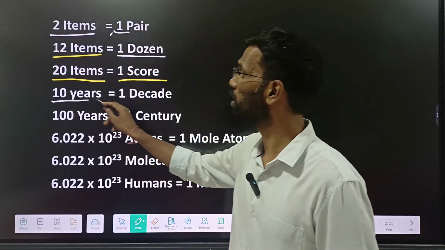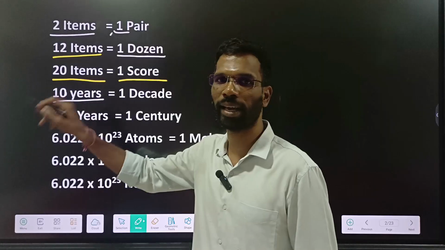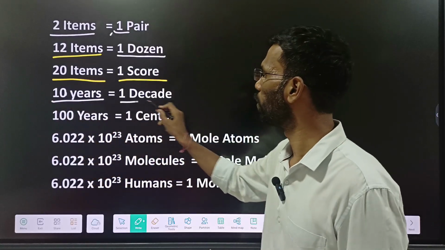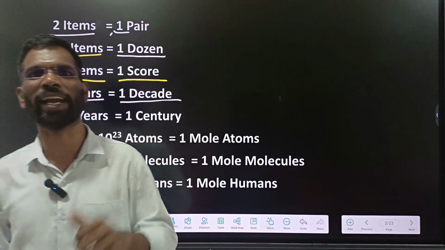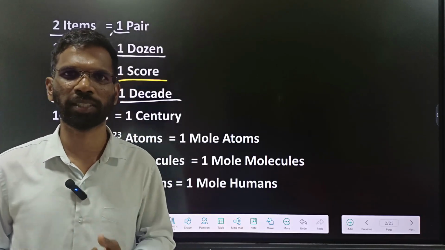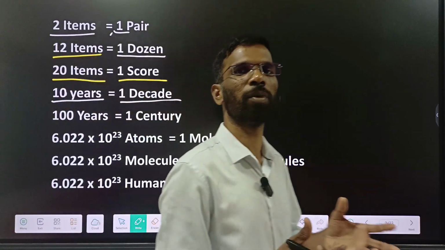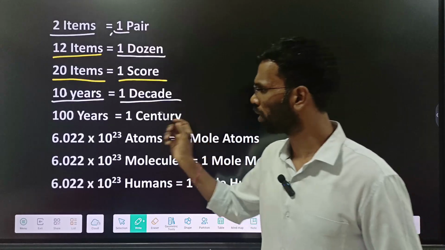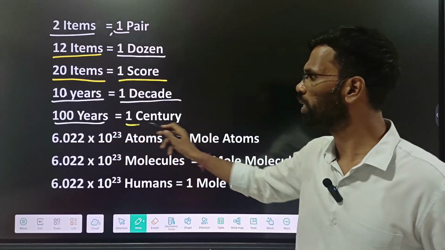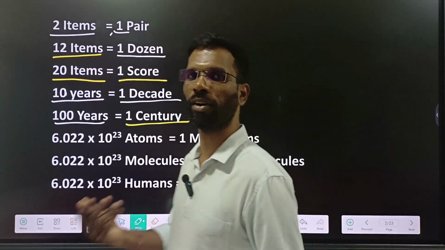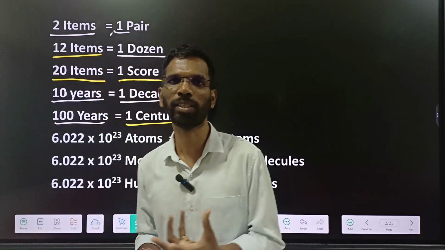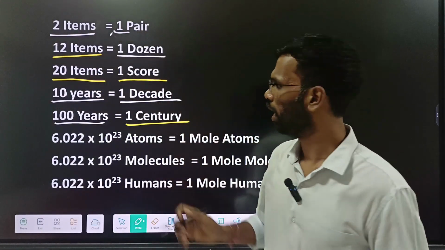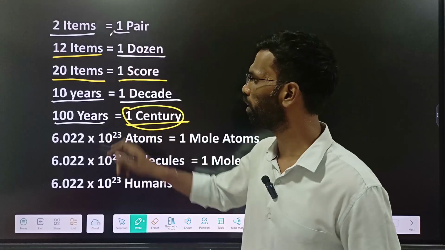10 years, this is a higher number, I am saying it as 1 decade. If I want to say 100 years, I will say 10 decades. This becomes easy because the bigger number becomes smaller. 100 years is equal to 1 century, or 100 runs is equal to 1 century. For the bigger number 100, I am using a smaller value.